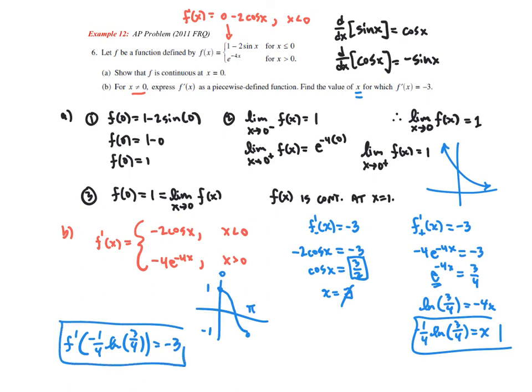There you have it, guys. That is 3.4, day number 1: quotient rule, product rule, a little bit of chain rule, and then, of course, a little bit of trig stuff too.